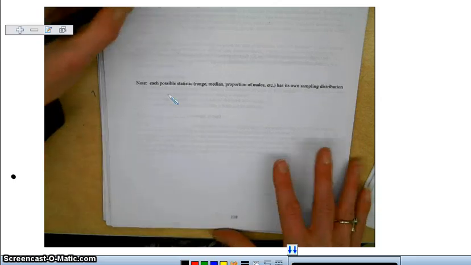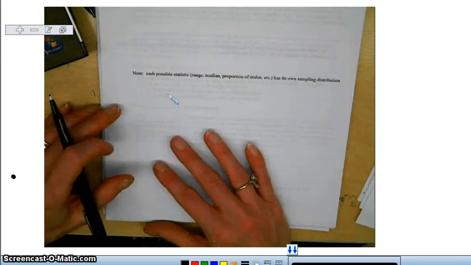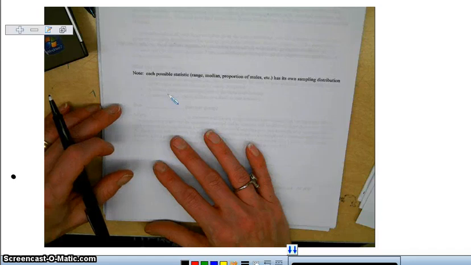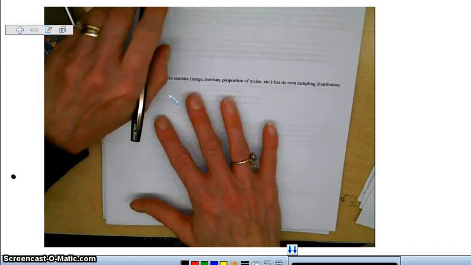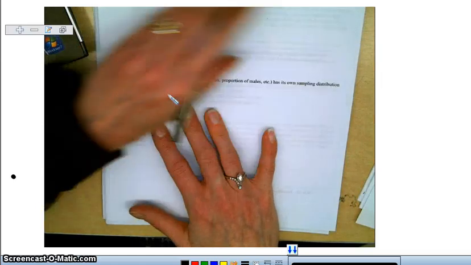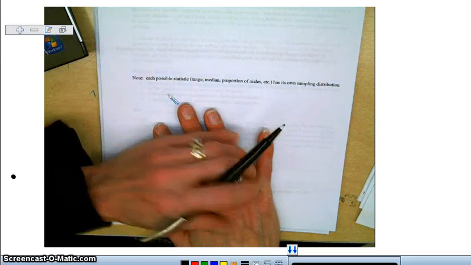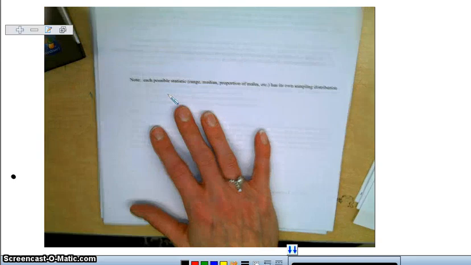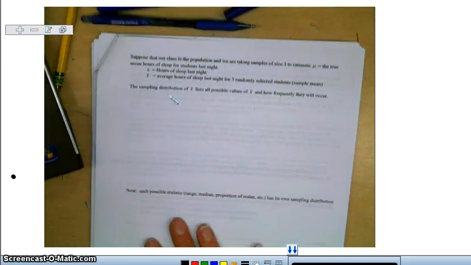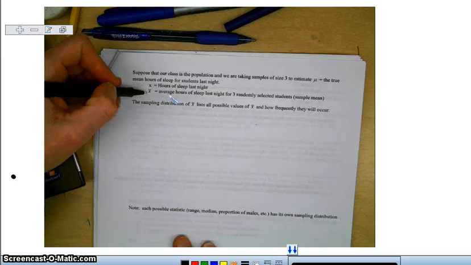Well, let's do this page. Suppose that our class is the population and we're taking samples of size 3 to estimate the true mean hours of sleep for students last night. So X is the hours of sleep last night, and X bar is the average hours of sleep last night for 3 randomly selected students.